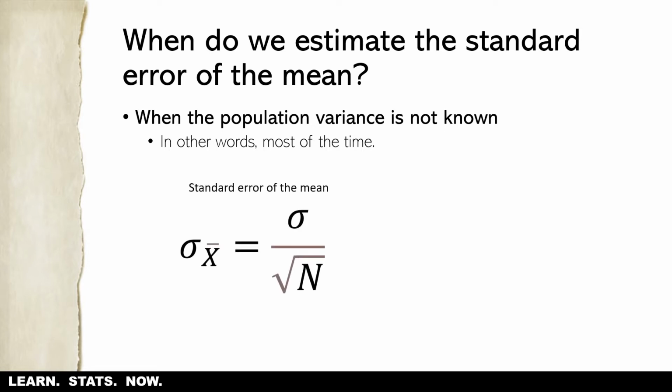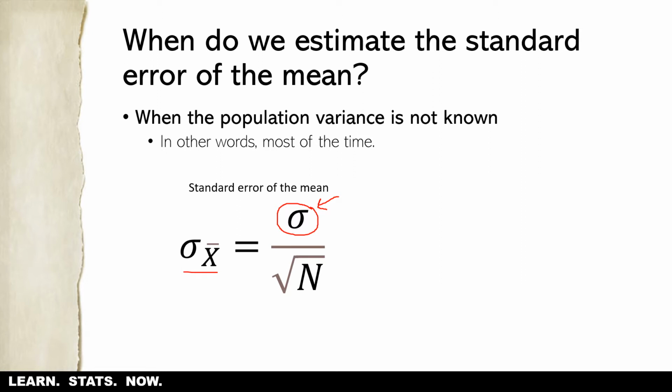Okay, to give you a refresher, here's what the formula looks like for the standard error of the mean. You can see here that in the numerator, we have the population standard deviation, and then it's divided by the square root of n, and that gives us the standard error of the mean. The problem is we usually don't have sigma, so we have to estimate it.